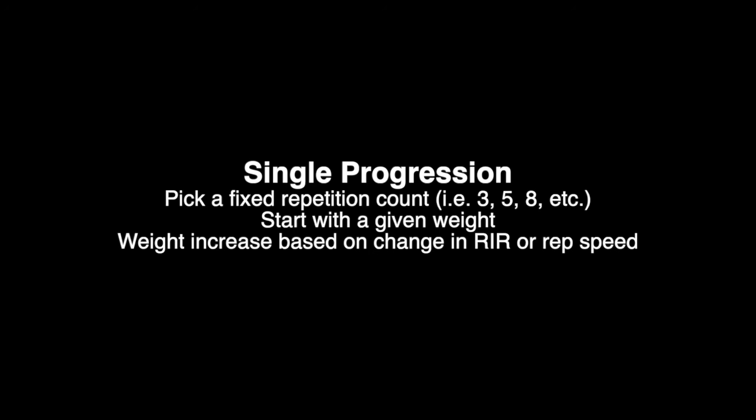All right, the single progression. Here you're manipulating one variable. In the single progression, you pick a fixed repetition count, 3, 5, 8, whatever. You start with a given weight, and then you increase the weight on the bar based on your change in reps in reserve or rep speed. Basically, when you adapt and get stronger, you add weight, but you don't change the reps. Single progression, one variable.